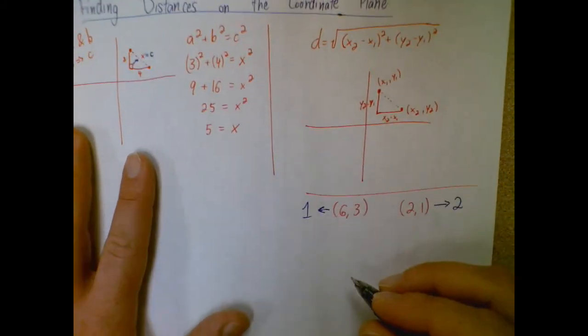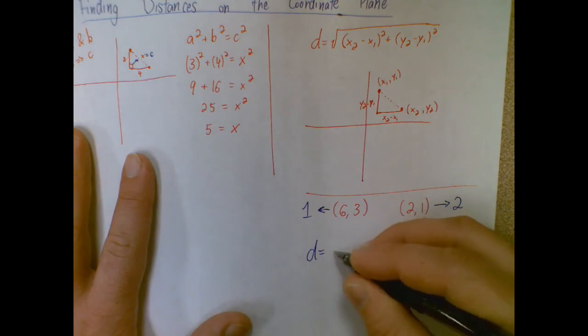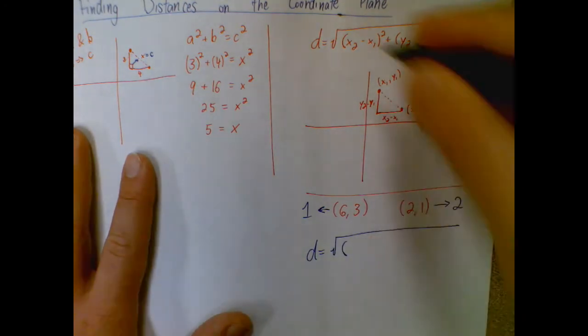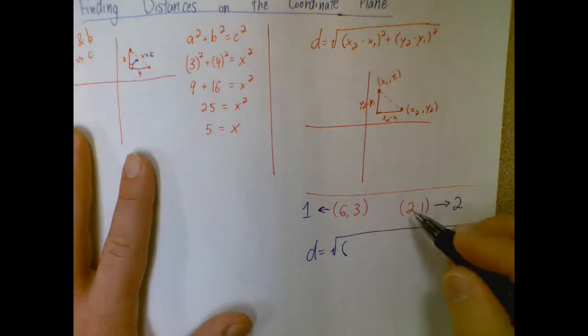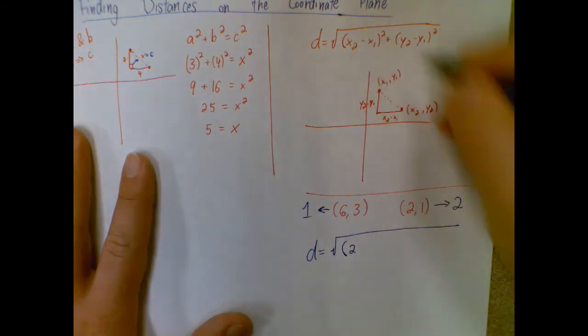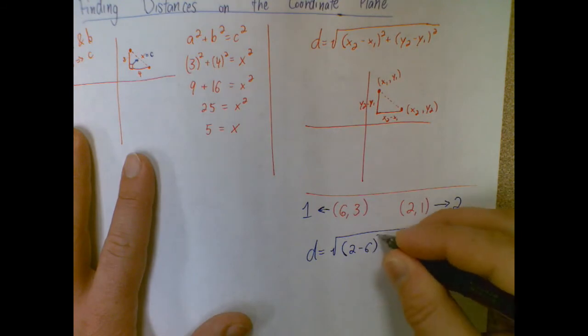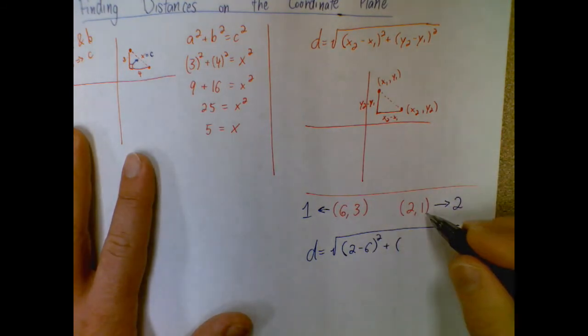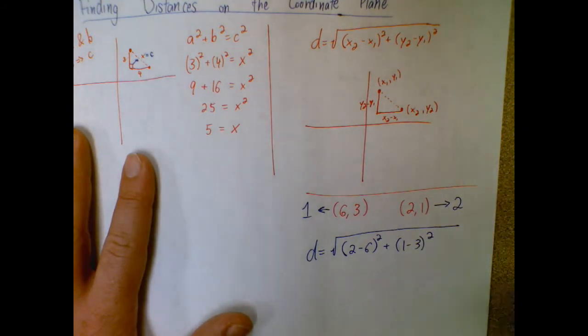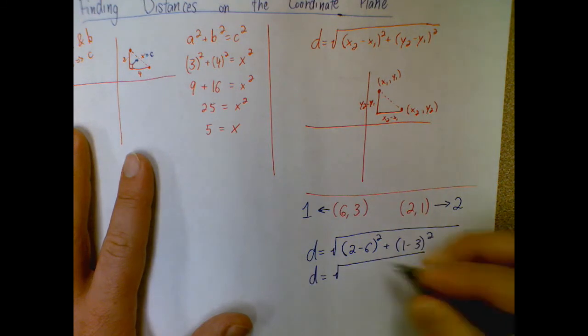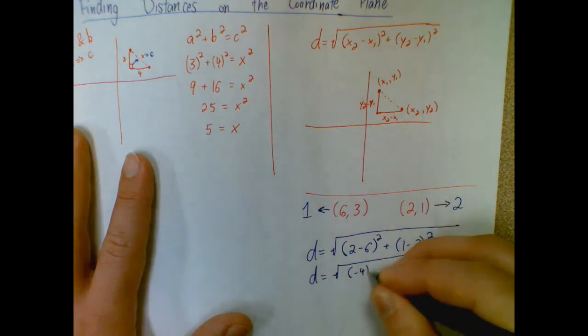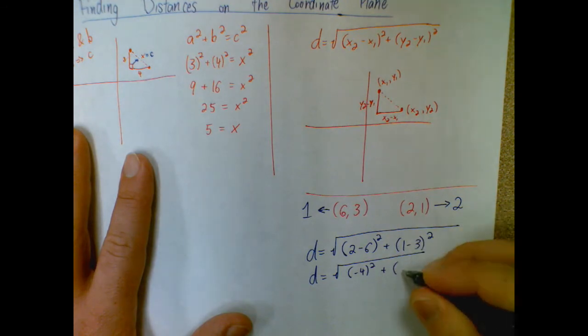So in my distance formula, looking up here, d equals the square root of x2. So I need the x component from point 2. So 2 minus x1, which is 6, squared, plus y2 minus y1, so 1 minus 3, squared. After I plug everything in, and this is the most finicky step, so make sure that you are careful plugging them in. After that, it's just cleaning things up with your order of operations. So 2 minus 6 is negative 4. 1 minus 3 is negative 2.